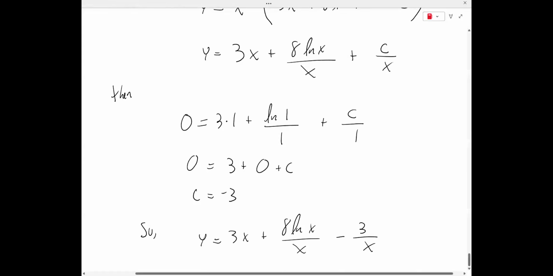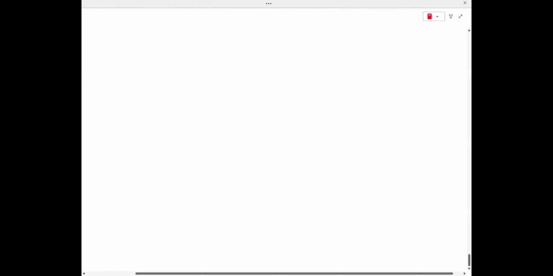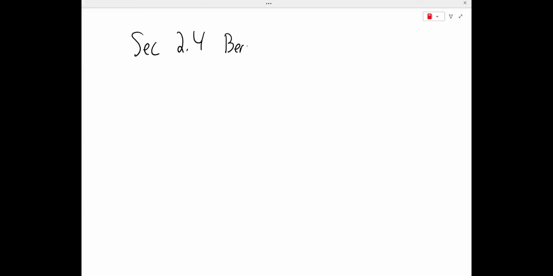Okay. Next kind of equation to look at is called Bernoulli equations. This is section 2.4, and I'm skipping over 2.3. You can read it if you like, but I'm not going to spend much time on it. So let's go on to 2.4, Bernoulli equations. This is another kind of differential equation.